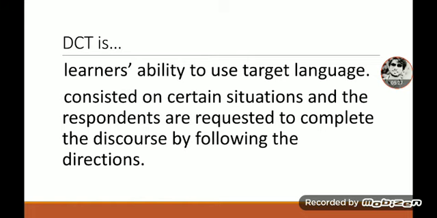It consists of certain situations, and the respondents are requested to complete the discourse by following the directions. The respondents are put in, or imagine themselves to be in, a certain specific environment in which they are observed. So they are recorded and observed, to see what their responses will be in those specific environments.